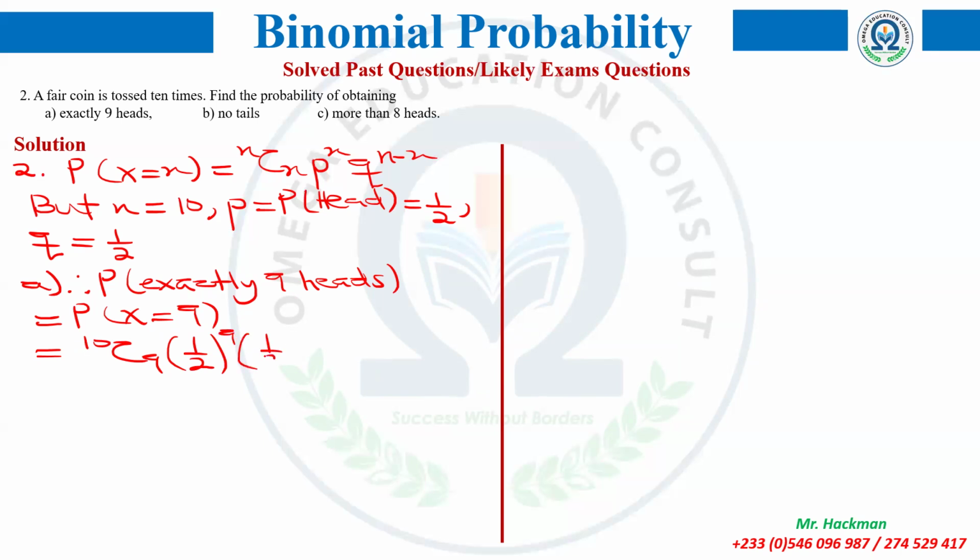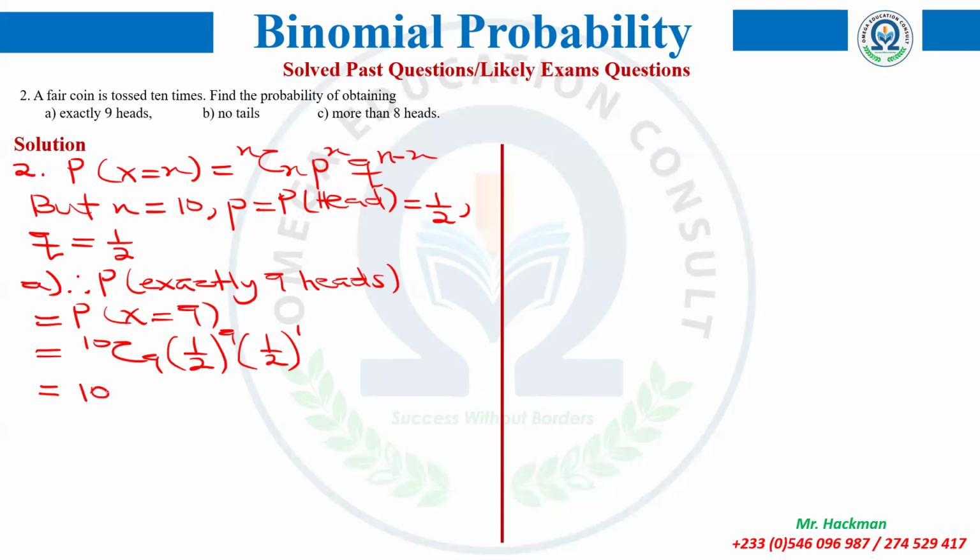Then 1 over 2 to what power? To the power 1. It will be 10 minus 9. I've told you always, when you add the exponents here, you should get your n. So at this point, we are in a comfortable lead. So this will be equal to 10 combination 9, which is what? Is it 10? Yeah.